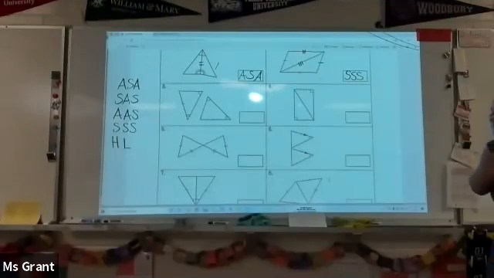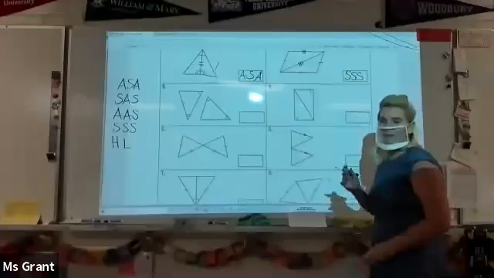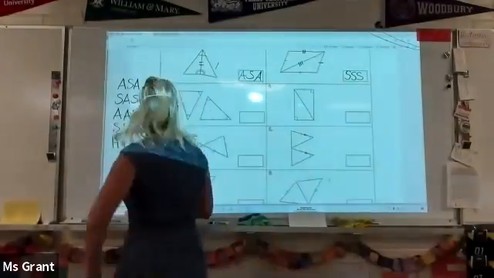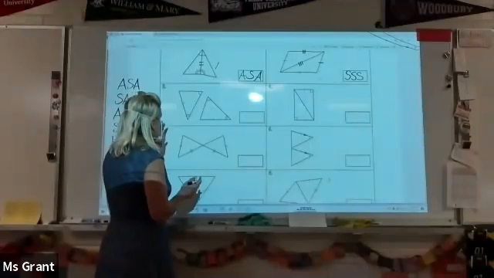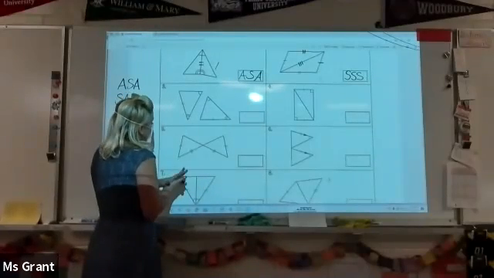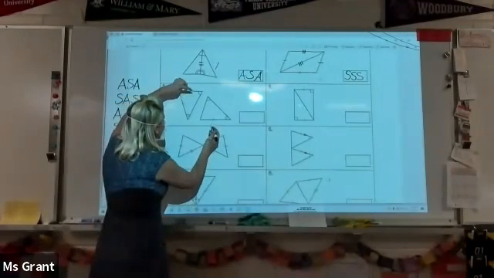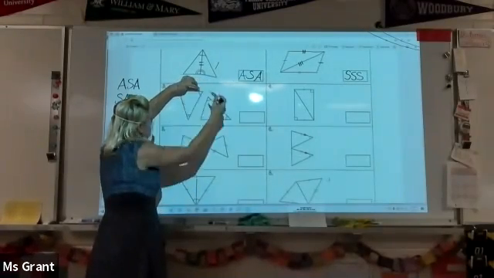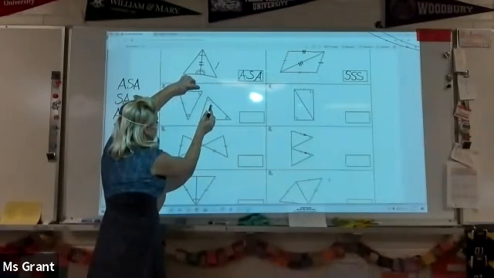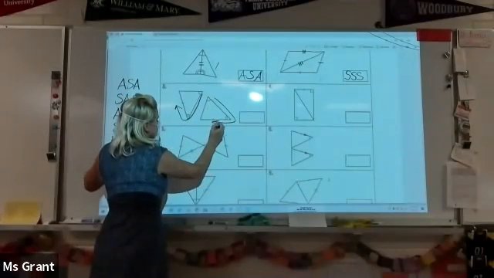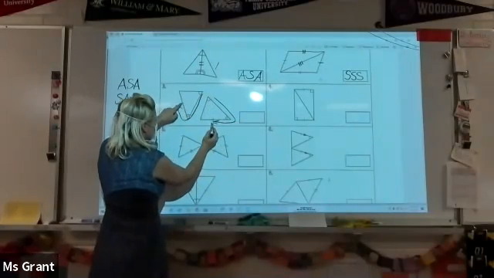You said there's some that are not congruent. What do we put if they're not congruent? You could put not congruent, you could put NA, not applicable. You could say nothing, you could say, I don't know. Okay, ready? Angle. It goes in this order. Angle, angle, side.